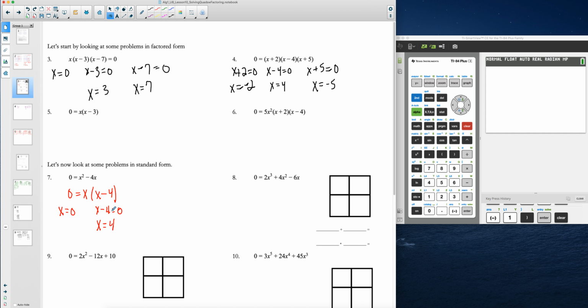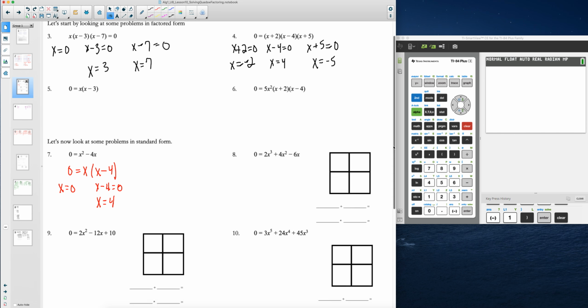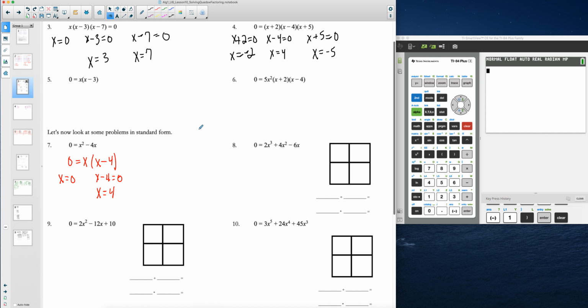Now let's jump over here and look at number 8. Let me see if I can do this just a little bit. Stay. There we go. So now, once again, we know this is standard form. We know it's not vertex form. We know it's not factored form. And now we want to look for that GCF.